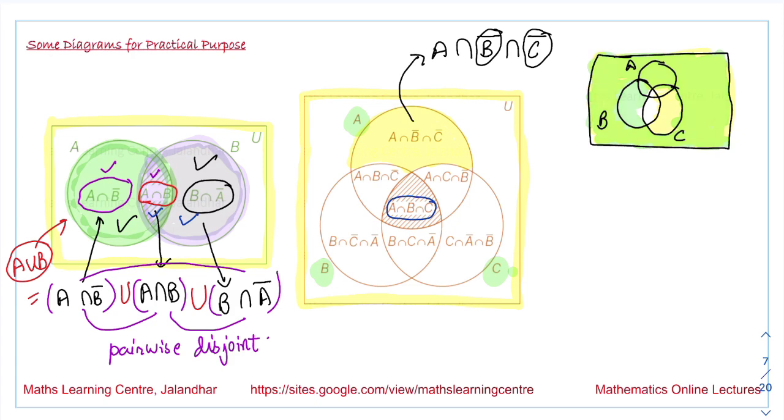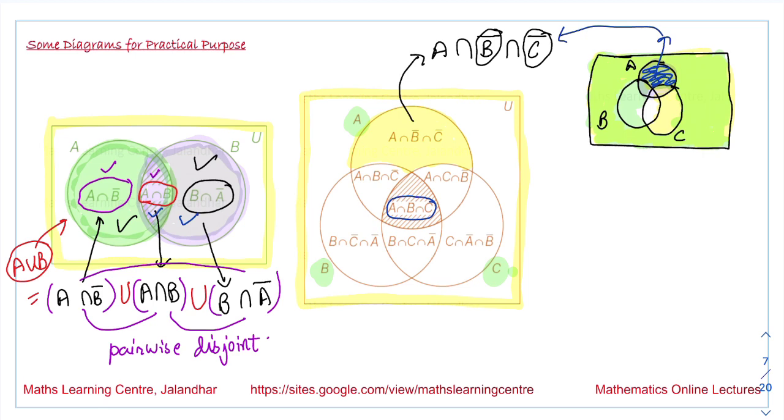And now we are taking its intersection with the region A. This is the portion A. So what is the common portion over here? It is this portion of A we are talking about. So this is represented as A intersection B complement intersection C complement.